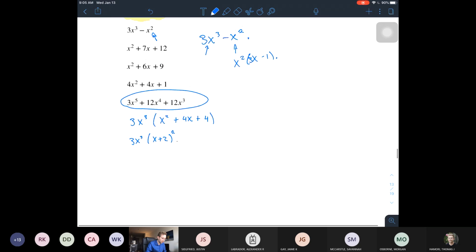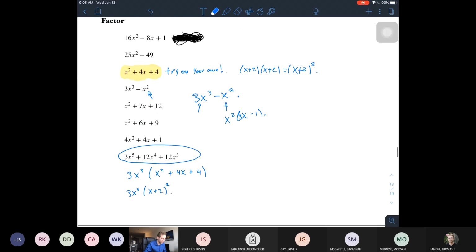Okay, so are there any questions about factoring, or is there anybody who'd like to see one more example before we move on to a different topic?